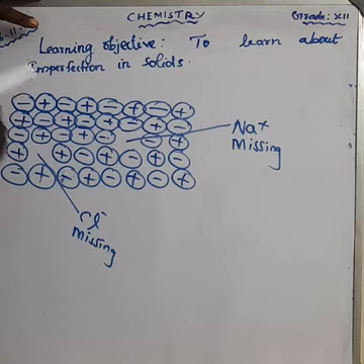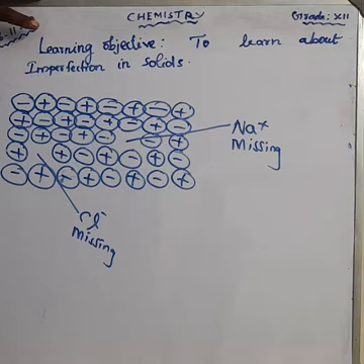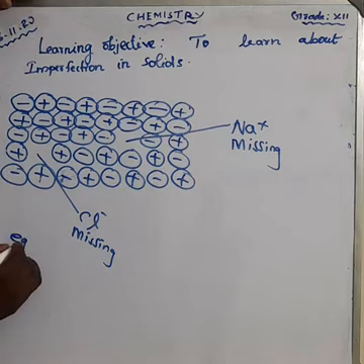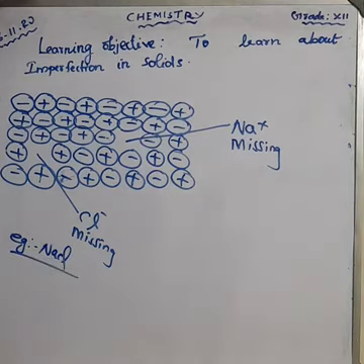This applies to an ionic solid in which the cation and the anion are almost of similar size. Here the cation and the anion are almost the same size. A very good example is NaCl, sodium chloride.